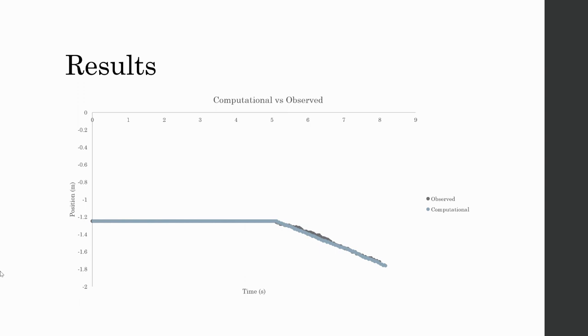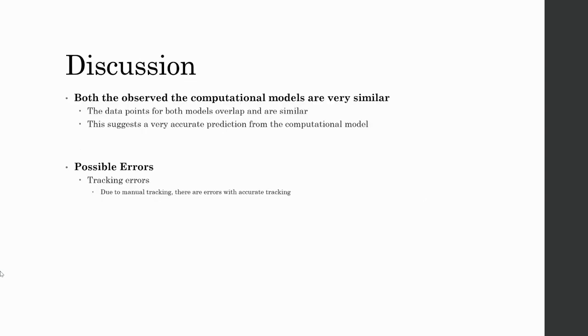Putting the data points of both models into an Excel sheet, they can be compared on a single graph. As you can see, the two models had many overlaps and were very similar. This suggests an accurate prediction of the computational model. Possible errors in this lab would be tracking errors, as each point mass in the tracker analysis was done manually.